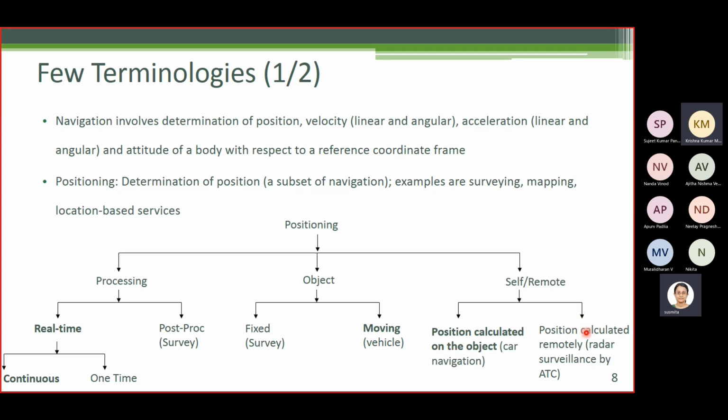In case of remote positioning, the processing is done remotely. An example is radar surveillance by ATC. Radar will track aircraft, do the processing, and finally give the aircraft position to the ATC. So here we are doing it remotely. For tracking an object, generally we go for remote positioning.